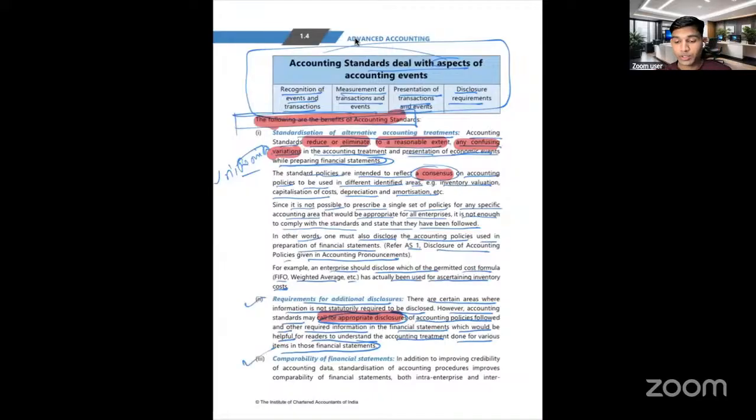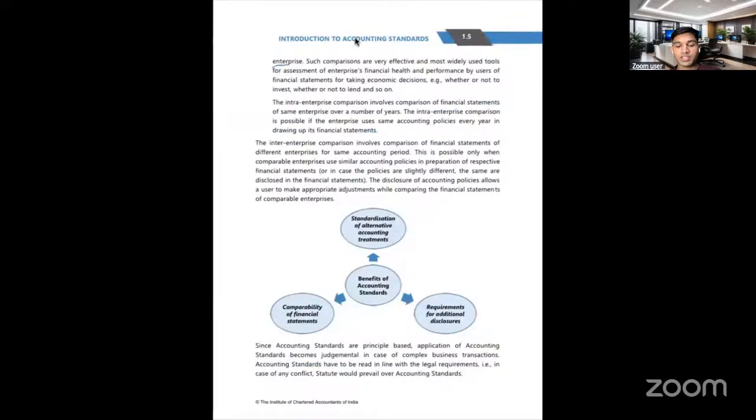In addition to improving credibility of accounting data, standardization of accounting procedures improves comparability of financial statements, both intra-enterprise and inter-enterprise. Such comparisons are very effective and most widely used tools for assessment of enterprise financial health and performance by users of financial statements for taking economic decisions. For example, whether or not to invest or whether or not to lend, and so on.